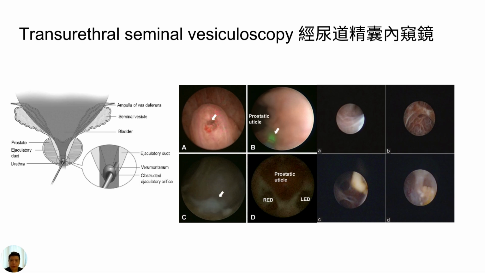So this is the picture of transurethral seminal vesiculoscopy. That's TUSV. We call it 經尿道精囊內窺鏡. After we go into the seminal vesicle, on the right side we can see the seminal vesicle with stone. At the end, we use laser to fragment the stones and gentamicin solution to clean the seminal vesicle and kill the bacteria.